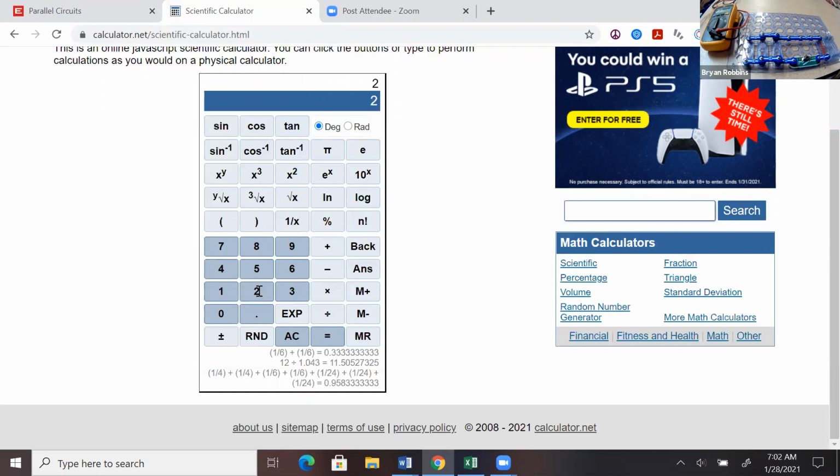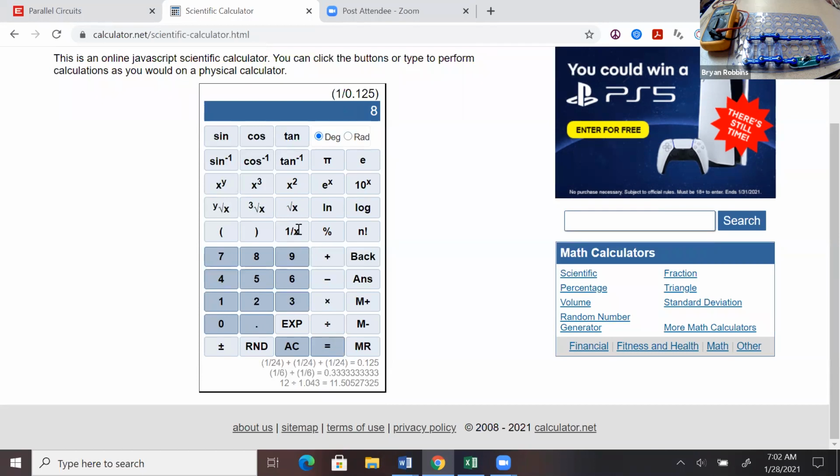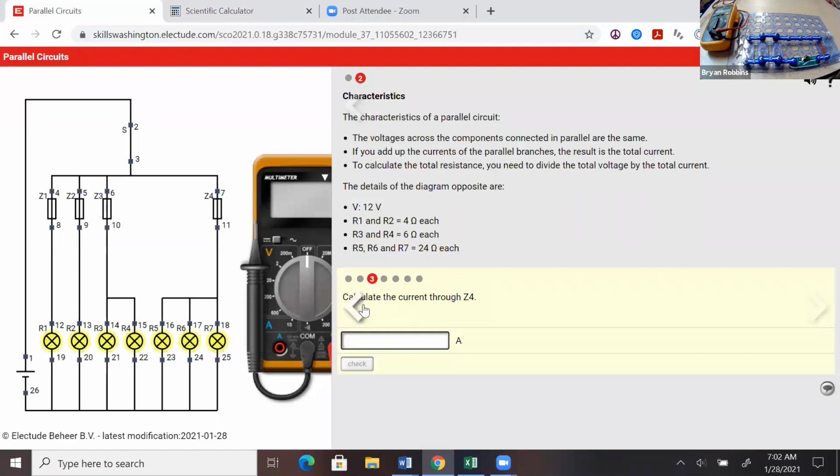So the first resistor is 24. We hit inverse, plus the second resistor, 24 again, inverse, plus 24, inverse, equals, inverse, and we get the number 8. Once again, though, they're not asking us for the total resistance through this circuit. They're asking us for the current running through the circuit.